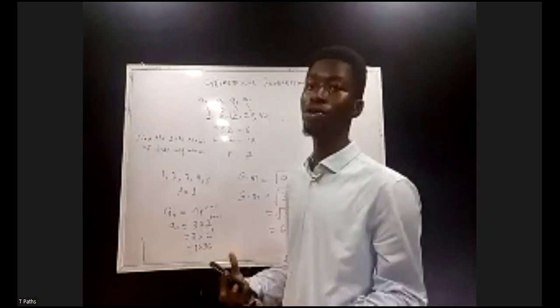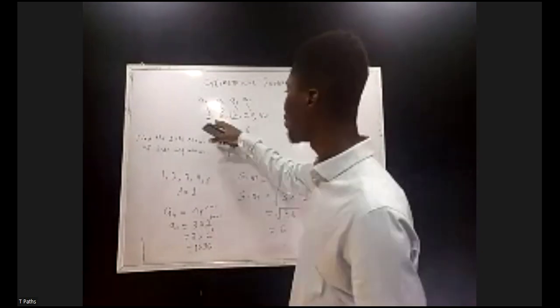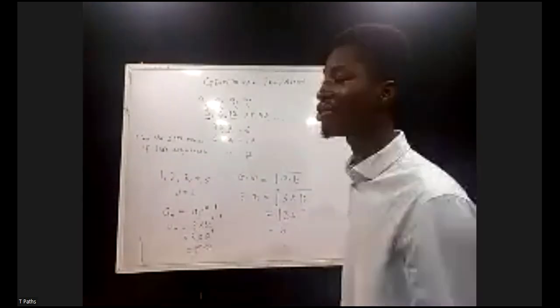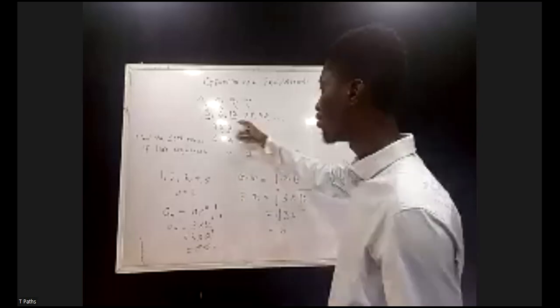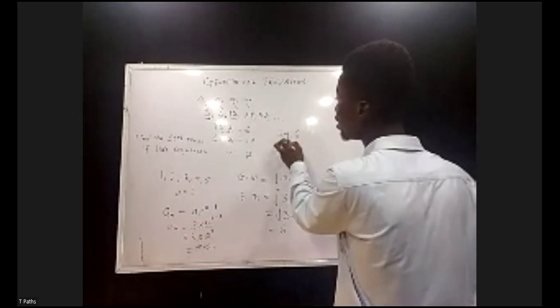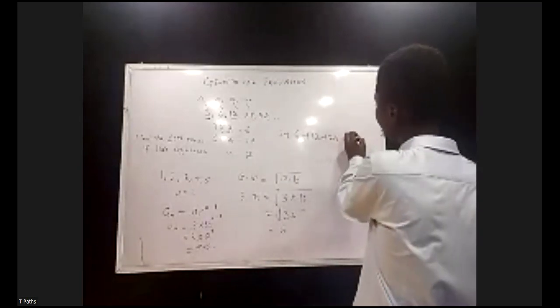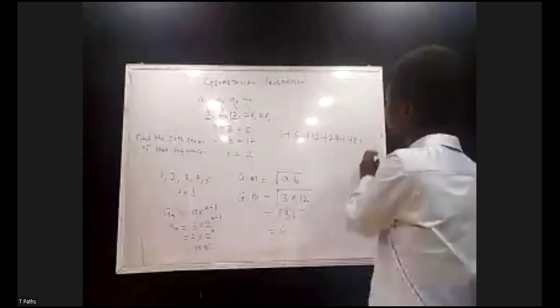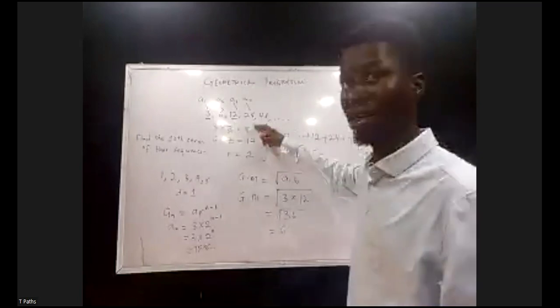Now, let's move to the last part. We have what is called the sum of a geometrical sequence. This is a sequence. Now, a series is just the addition of this sequence. This is what is called a geometrical series, and this is what is called a geometrical sequence.